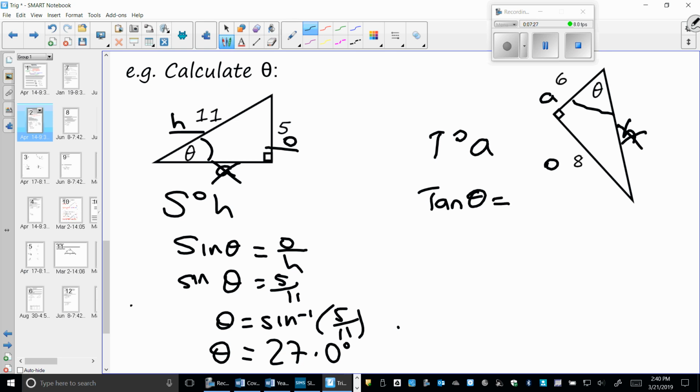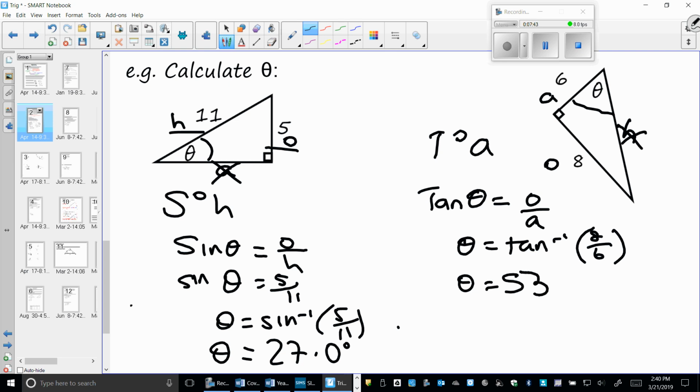So, tan theta equals, cover up the T, it's opposite over adjacent. Do you have to show the steps? You don't, you can go straight to this if you wish. 53 point.